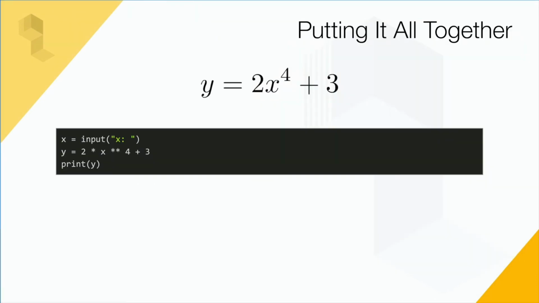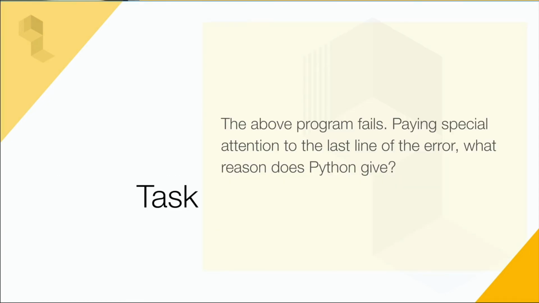Now the above program has a fixed value of x, which is not very useful. We can make it more useful by asking the user for input using the input function as we did before. So here's a task. Write out your program using the input function, but it fails. Paying special attention to the last line of the error, what reason does Python give?